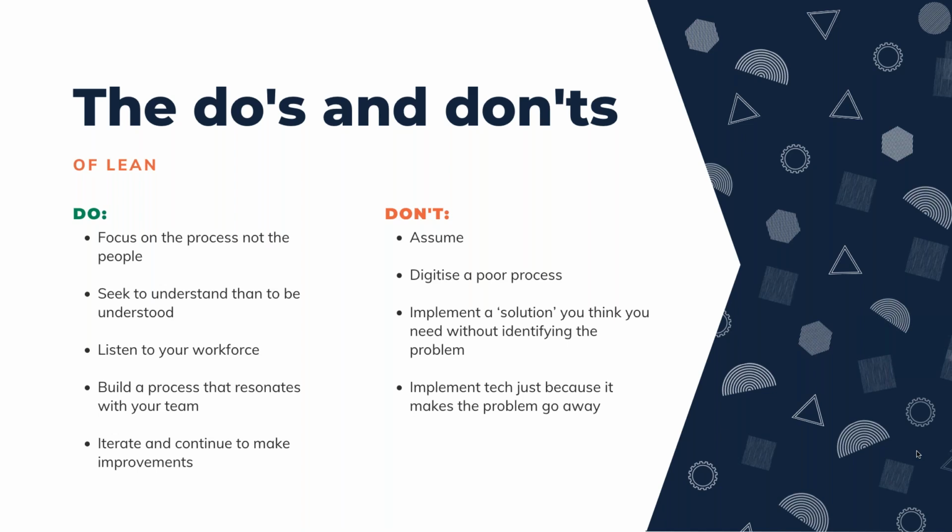The first one is, focus on the process, not the people. I think that's a really important one. When you're unpacking a process, it is about the process, not about the people. You don't design a process with a particular type of person in mind. You design the process to give you a robust outcome with consideration to the human form. But the fact is, go hard on the process, not the people.